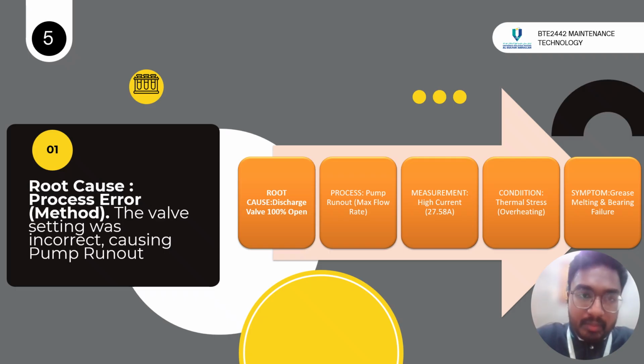The pump ran out at max flow rate, where we got a measurement of 27.458, and that is the max, and we measured 24.28. Condition: thermal stress, overheating. Because of the overheating, the system's insulation decreased, melting and bearing failure.